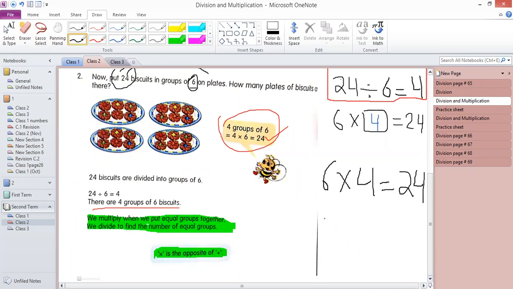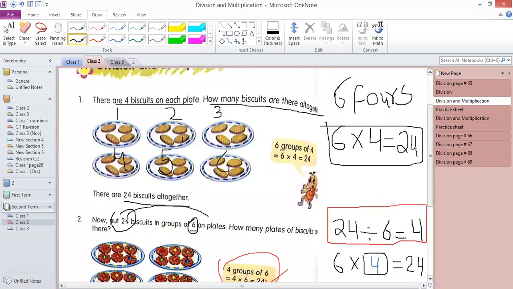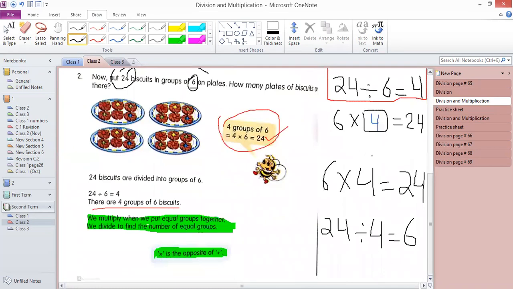But if I ask you, if I divide 24 biscuits in 4 plates, how many biscuits will be there in one plate? There will be 6 biscuits. Look, 6 by 4 equals 24. There are 6 groups of 4. On each plate there are 4 biscuits. So the total biscuits are 24.